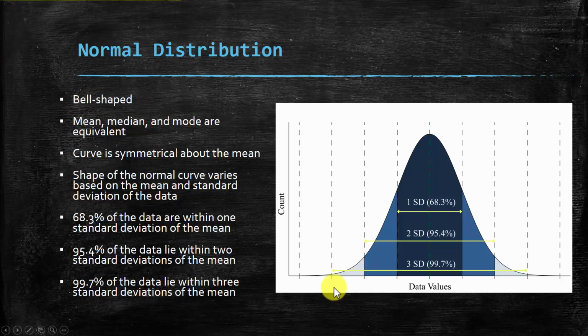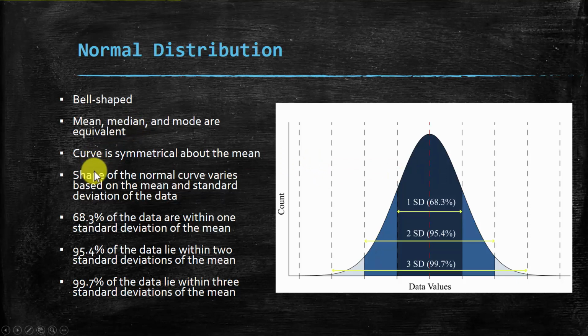it's bell-shaped, so it takes on this bell-shaped curve. The mean, the median, and the mode are equivalent. In this case, this red line here represents the mean, the median, and the mode, so all the measures of central tendency are the same value. This curve is symmetrical about the mean. For example, if we folded this graph along this line, each side would line up perfectly, so it's symmetrical.